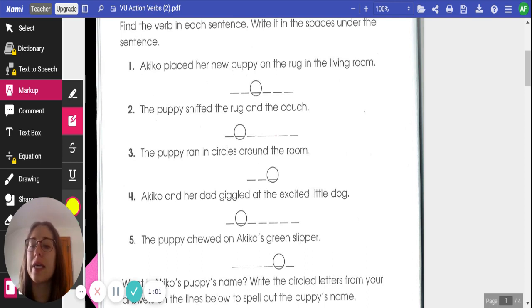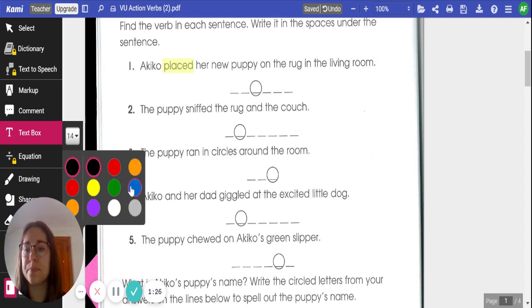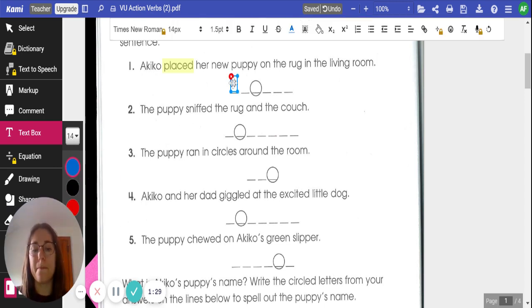Our first sentence, Akiko placed her new puppy on the rug in the living room. First, let's think about who the sentence is about. It's about Akiko. That's our subject. Okay, next let's think about what Akiko does or what she is doing. Akiko placed her new puppy on the rug in the living room. Placed is what Akiko did. So I'm going to highlight placed and then next to number 1, let's type placed. And you can write this as well. P-L-A-C-E-D.